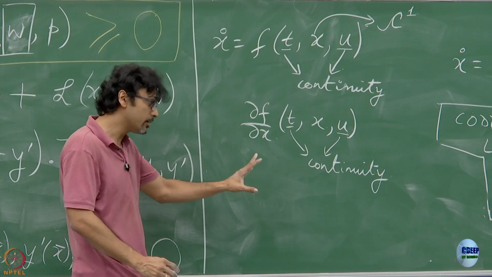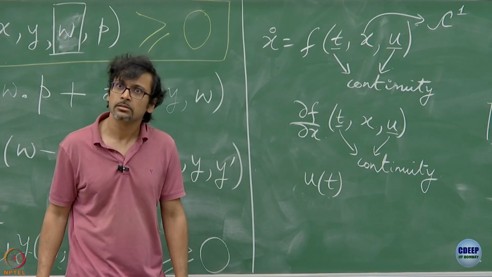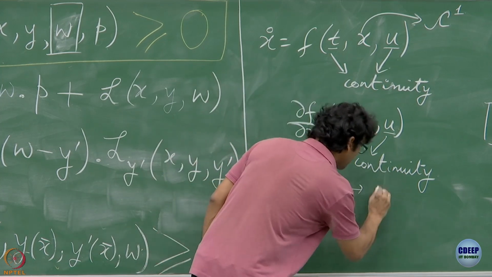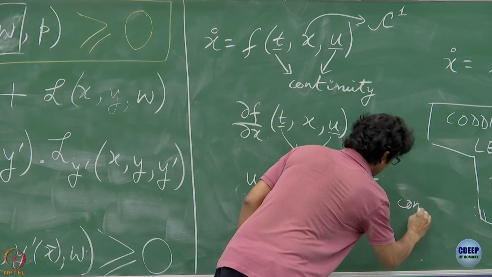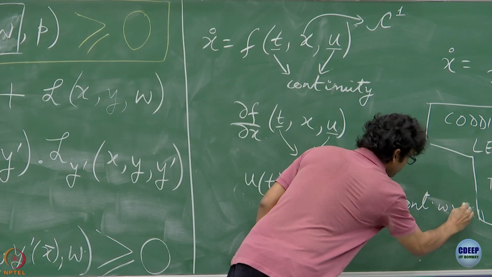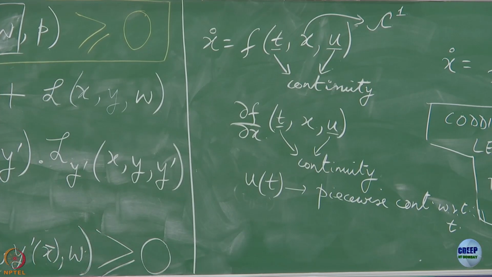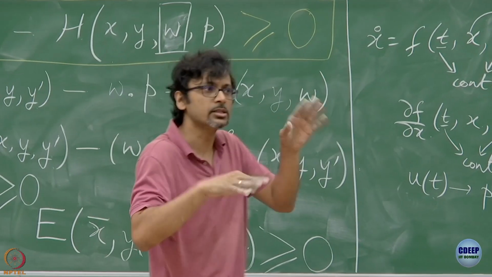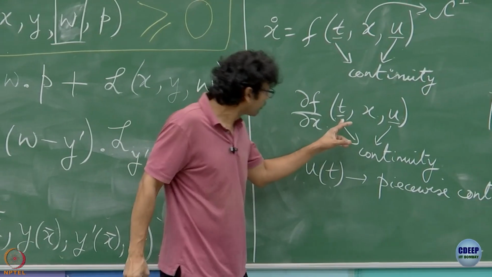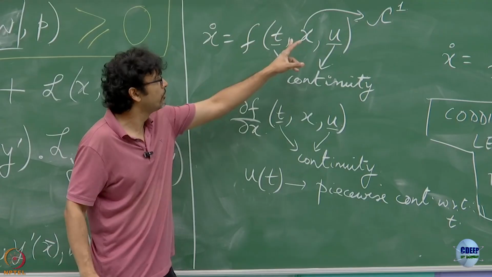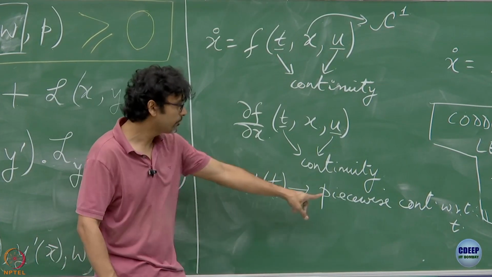However, here is the deal, u of t need not be continuous in time. This is only piecewise continuous with respect to time. So you can have these jumps and discontinuities. Even though explicitly with respect to time, if you look at it, it's going to be continuous, the u itself will introduce some sort of discontinuities.